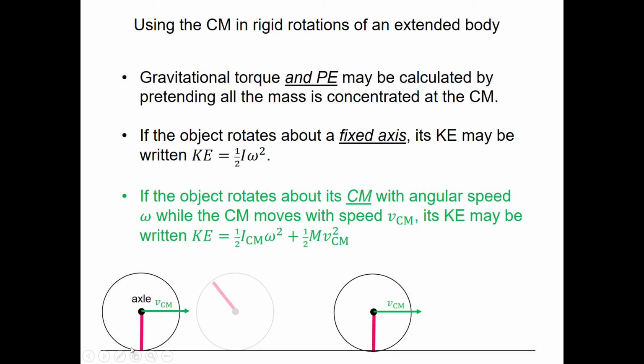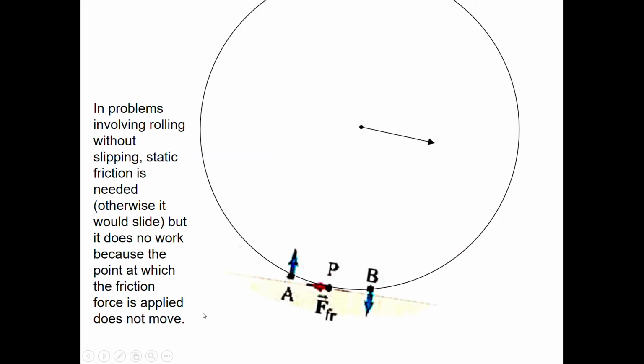So, for example, here is a wheel rotating along the ground. I've painted a red stripe on it, so the red stripe is going to go around, and here it's gone one complete revolution. There's an axle, and it's moving with speed v center of mass.